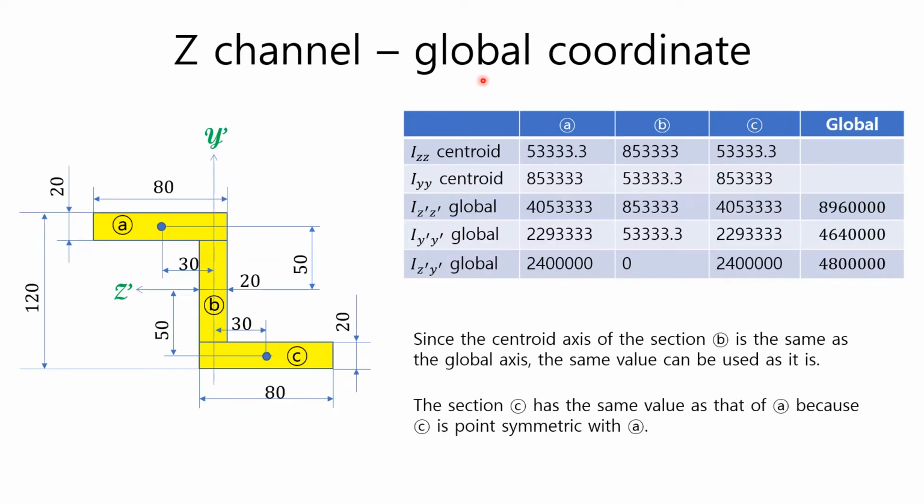Now we can calculate the second and product moments of area for the global axis. Since the centroid axis of the section B is the same as the global axis, the same value can be used as it is, and the section C has the same value as that of section A because C is point symmetric with A. Therefore, by summing up all the values per global axis, z prime, y prime of ABC, the result shown in the table can be obtained.